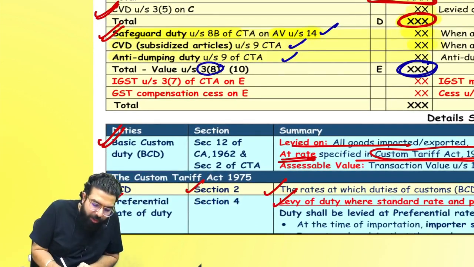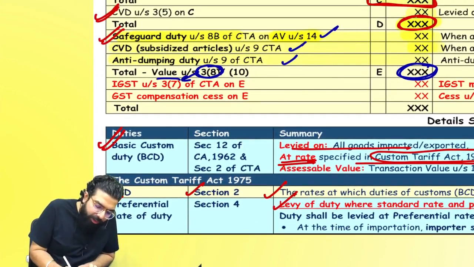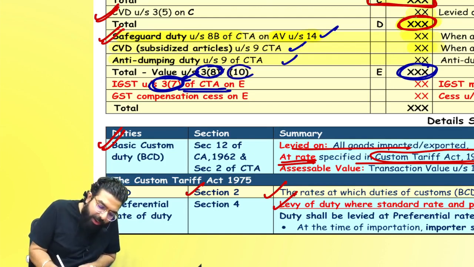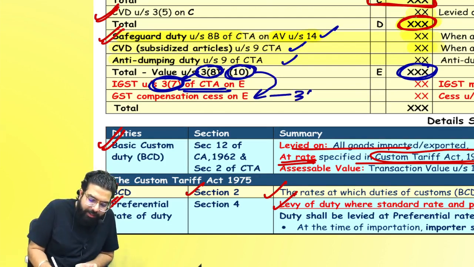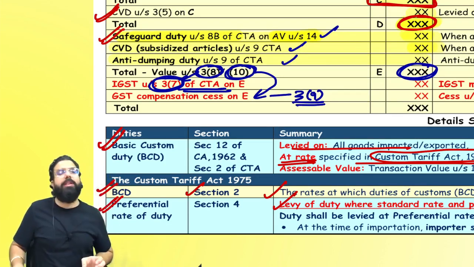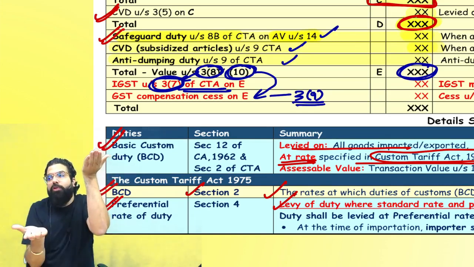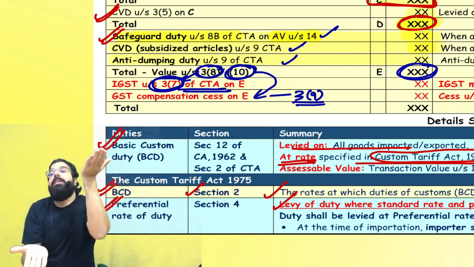This total value is known as value under section number 38, and on the 38 ka value, section number 37 mein what is levied? IGST. This value is also known as 310 ka value, and on the 310 ka value GST compensation cess is levied under section number 39. Always remember one thing, on Indian goods IGST is levied at 18%, on imported goods also IGST will be levied at 18% under section number 37.